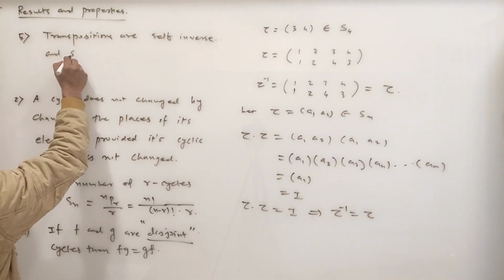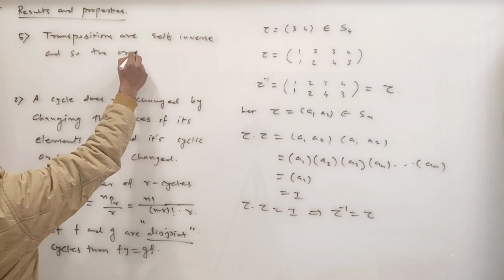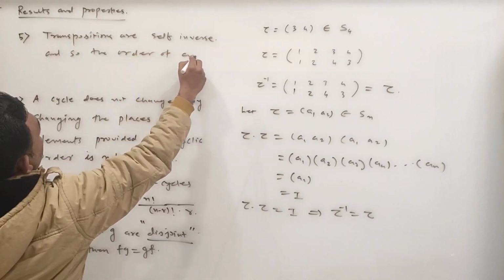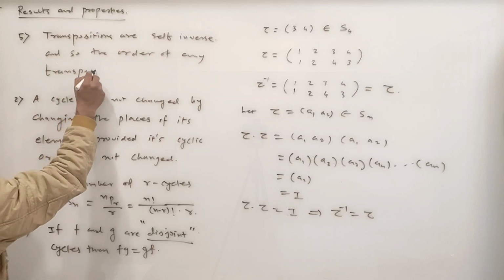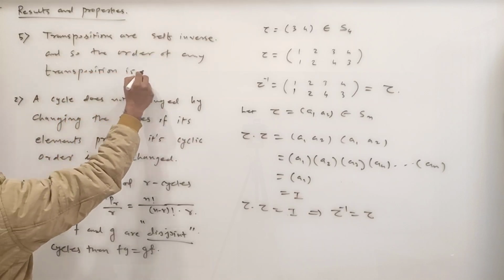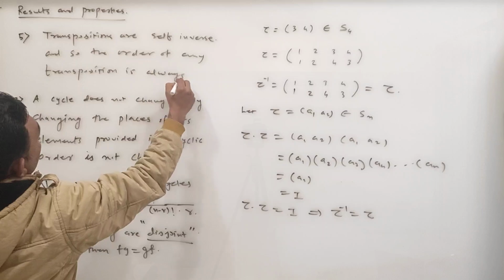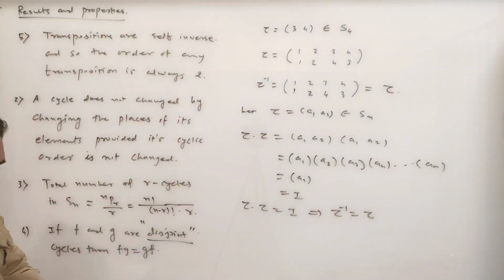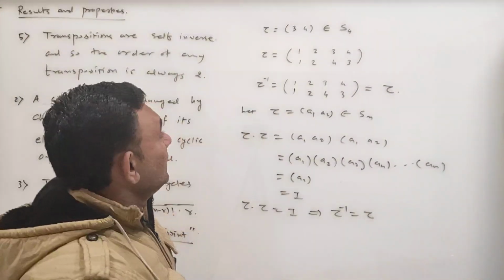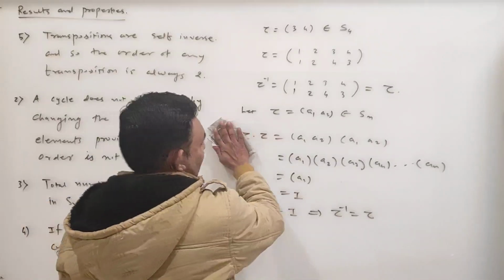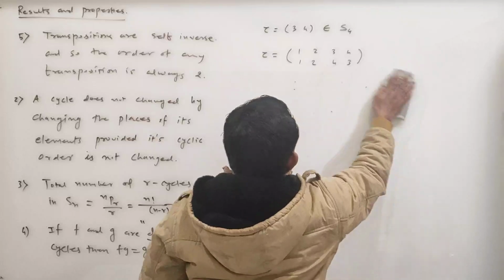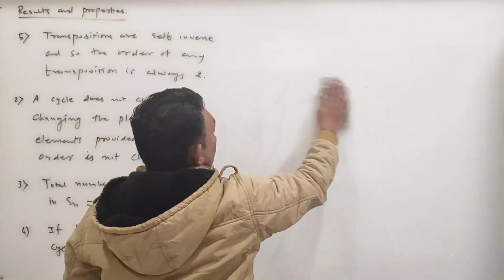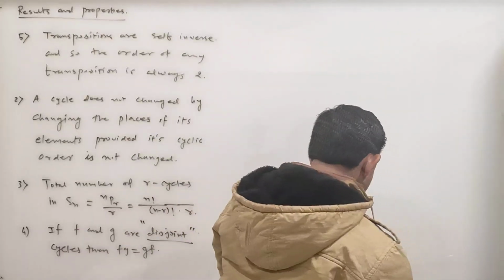And so the order of any transposition is always 2. ट्रांसपोजिशन का हमें ऑर्डर 2 ही मिलेगा, राइट? तो इसका हम क्या यूज कर सकते हैं? देखिए, ट्रांसपोजिशन वो खुद का इनवर्स है.